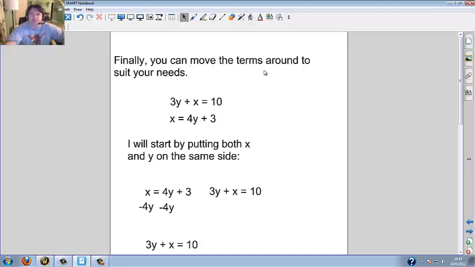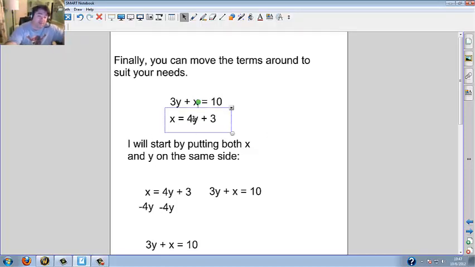Finally, you can move the terms around to suit your needs. So see how I have 3y plus x equals 10 and x plus 4y equals 3? Here's the problem. On the top one I have y and x on this one side, and the number on the other. And then the other one I have x on one side and 4y on the other. Remember, I have to stack them. So you have to put either x and y together or move that y back over or whatever.